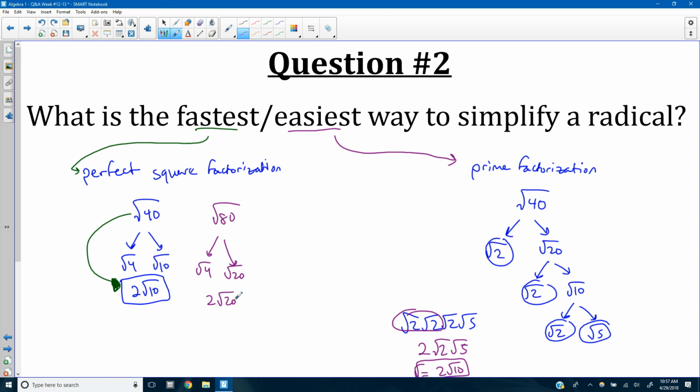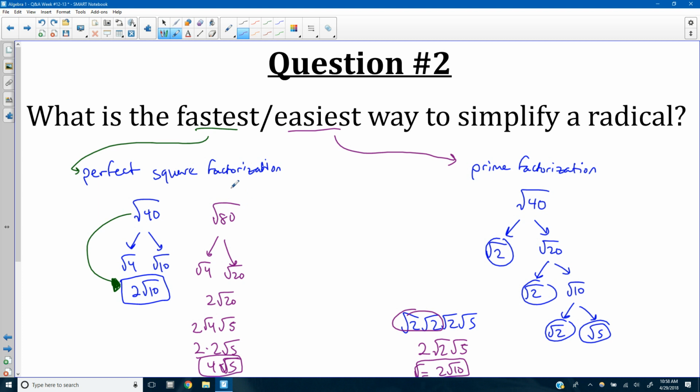But I'm not quite done yet because, and this is going to answer another question later, this has perfect square factors in it still. You can get another root 4 out of there, and root 4 is 2. And again, as I said, this is all multiplication, so this becomes 4 root 5. So that took some time, and I had to write some things down. That's 4 times root 5. It wasn't necessarily faster than prime factorization, because this would have just been one other tree branch, 2 times 40, and then it would have broken down like this.